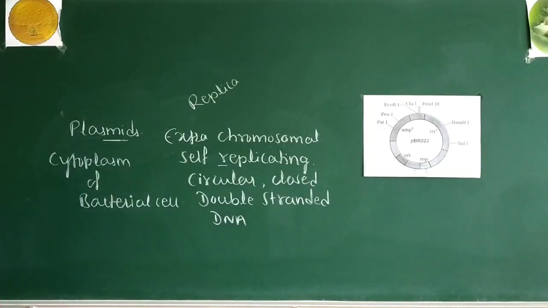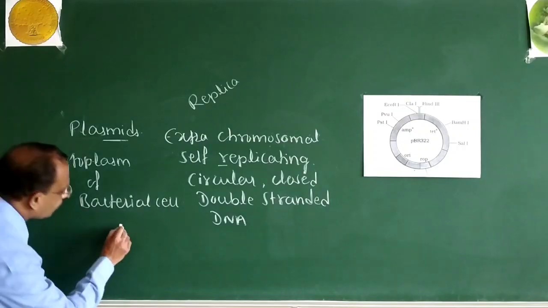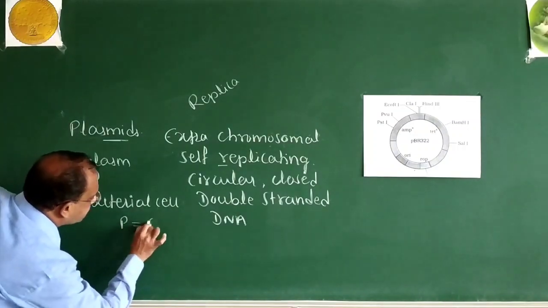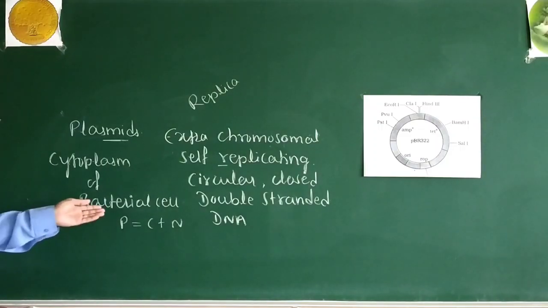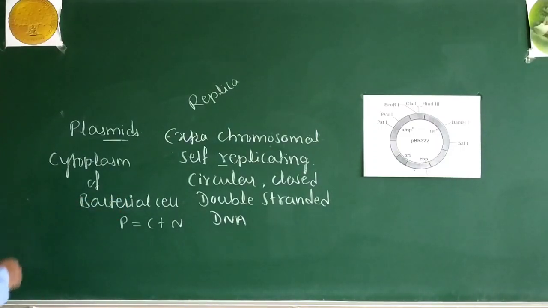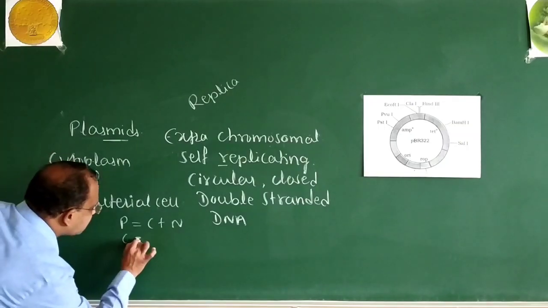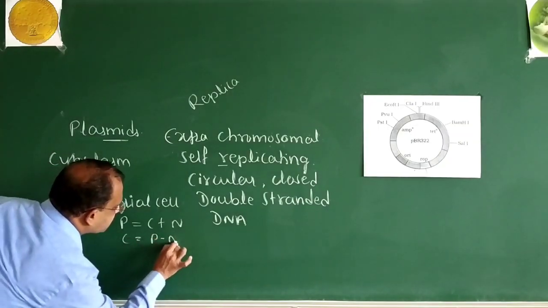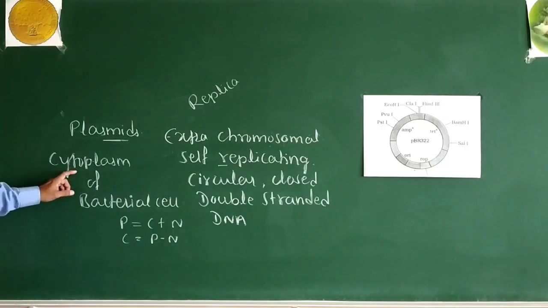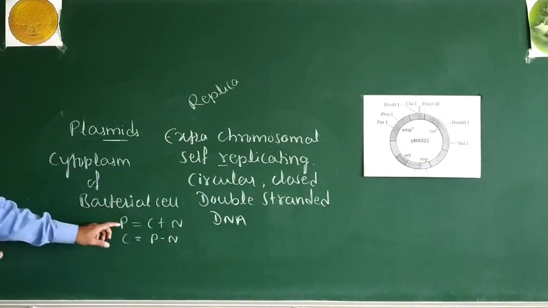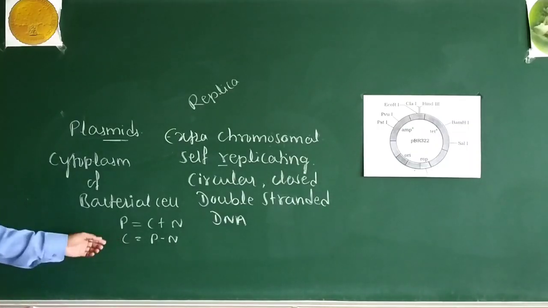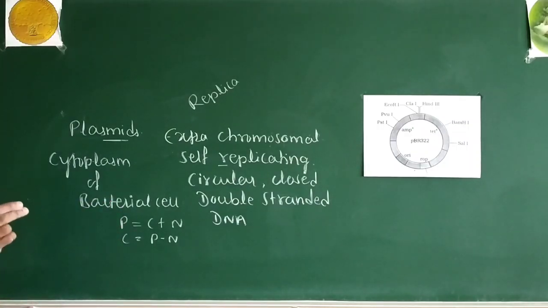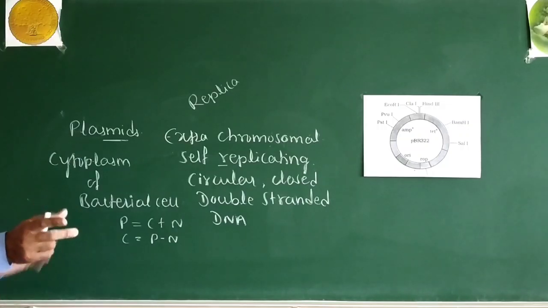You know already cytoplasm. Protoplasm is equal to cytoplasm plus nucleoplasm. Cytoplasm is equal to protoplasm minus nucleoplasm. So I hope that the definition is very clear.